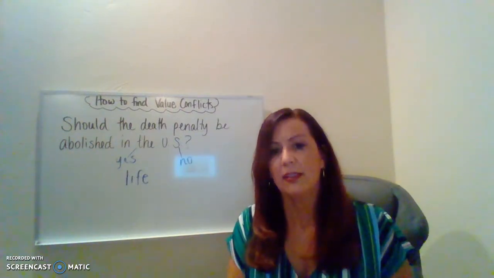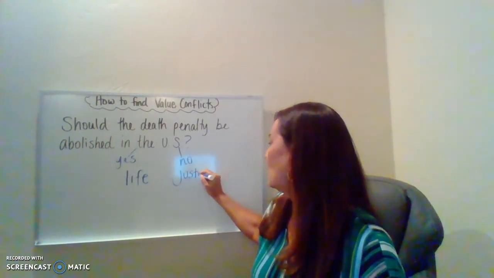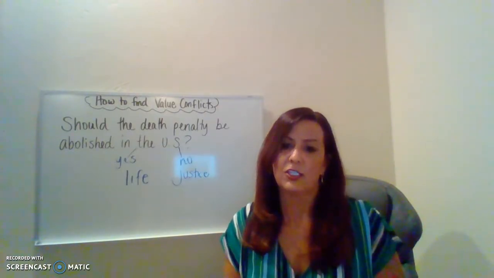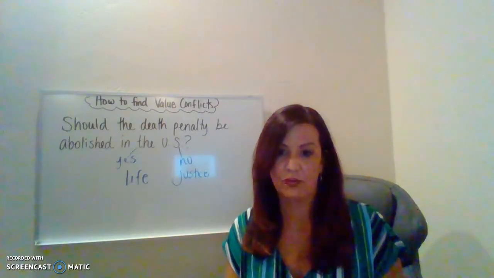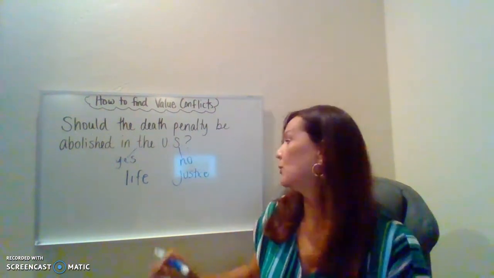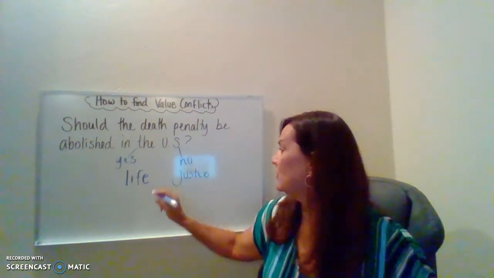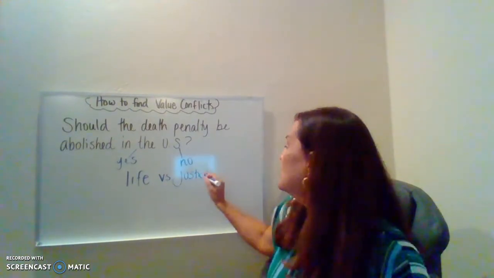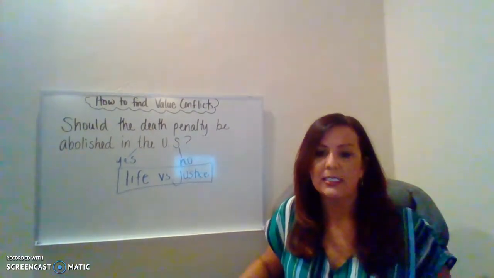And if you think about it, they're probably valuing a notion of justice or fairness, something that says, gosh, somebody committed a crime, they were punished appropriately, that's just, that's fair. The victims' families now have justice. So these are the values that would be driving that particular side. So the value conflict in this issue is life versus justice. So this is your answer. This is how you find the value conflict.